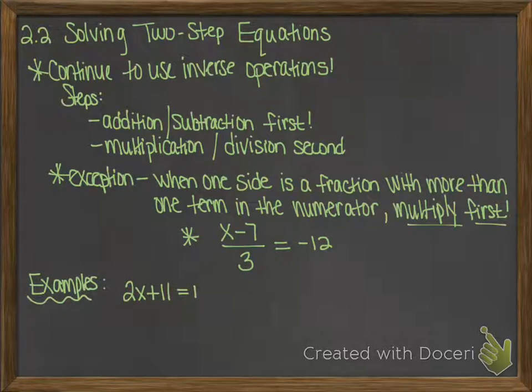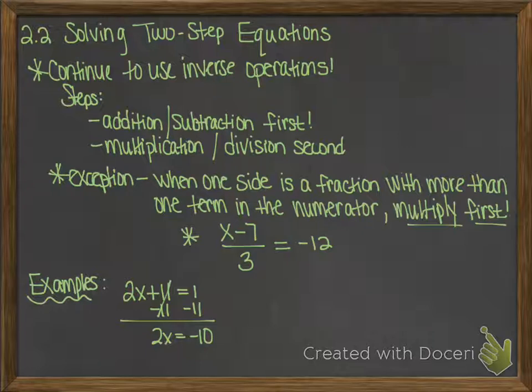2x plus 11 equals 1. For solving this, we want to do addition or subtraction first. So in our problem, it says plus 11. The opposite of adding 11 is then subtracting 11. So we're going to subtract 11 from both sides. When we do so, the 11's cancel, and we have 2x equals negative 10. Keep those integer rules in your mind because we're going to be using those a lot when solving equations.